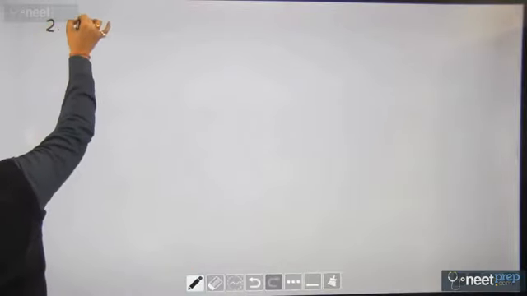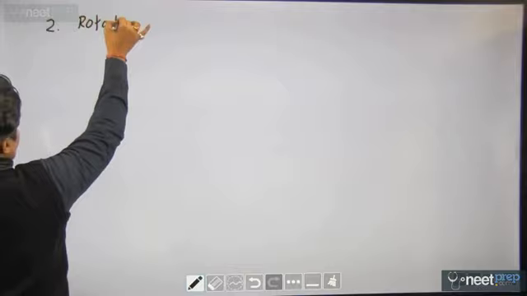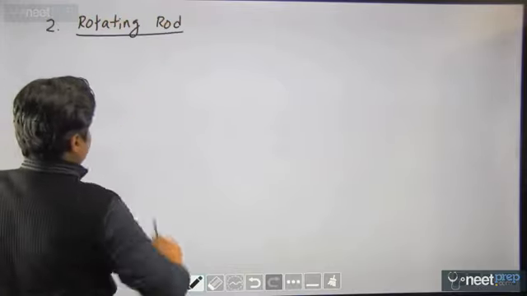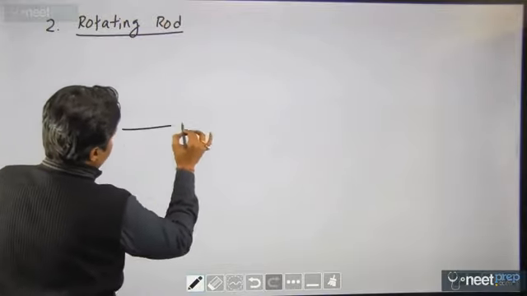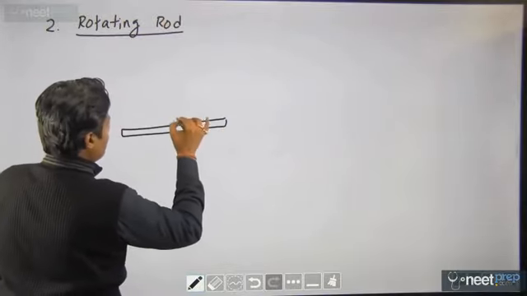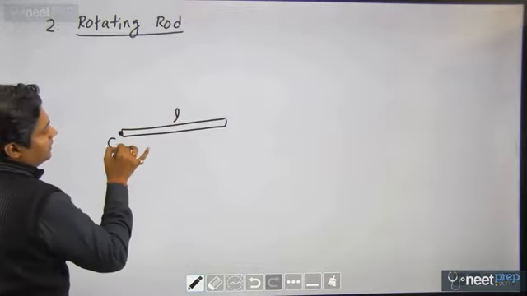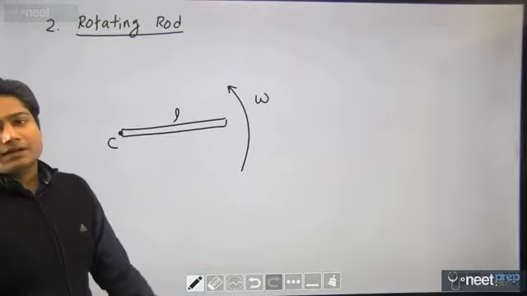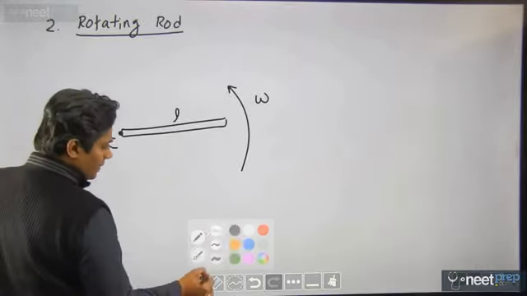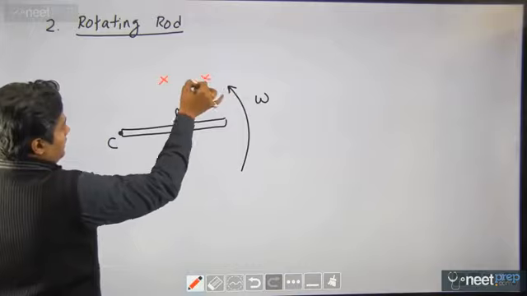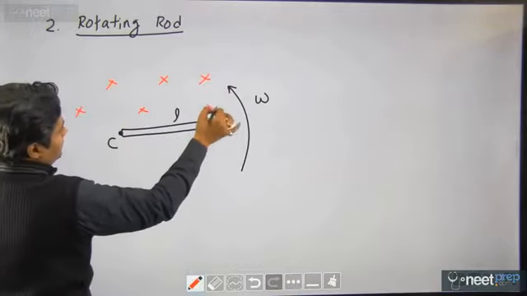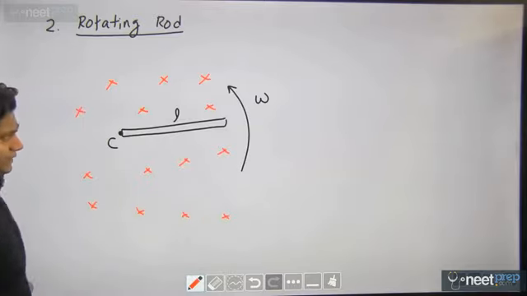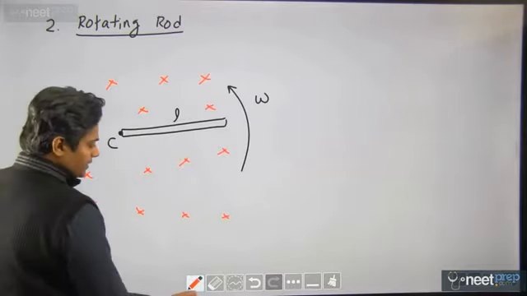Second, rotating rod. So, basically in the case of a rotating rod, for example, there is a rod of length L, hinged about the center, and you have started rotating it in this direction. Then of course EMF will be generated across the ends of the rod, and for that there should be a magnetic field in this region. Let me assume the magnetic field is inward.